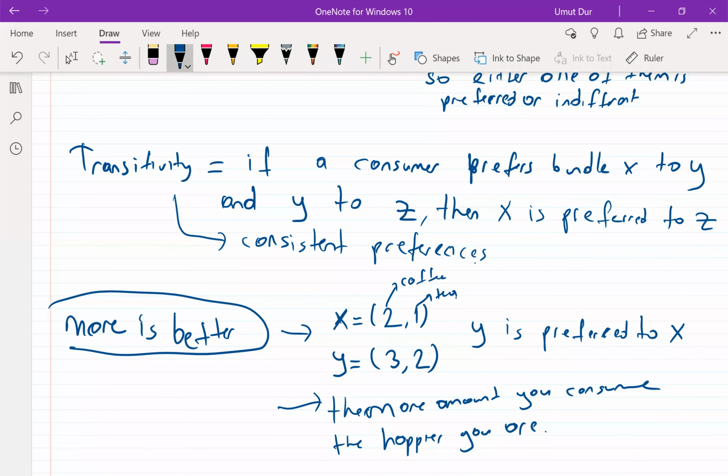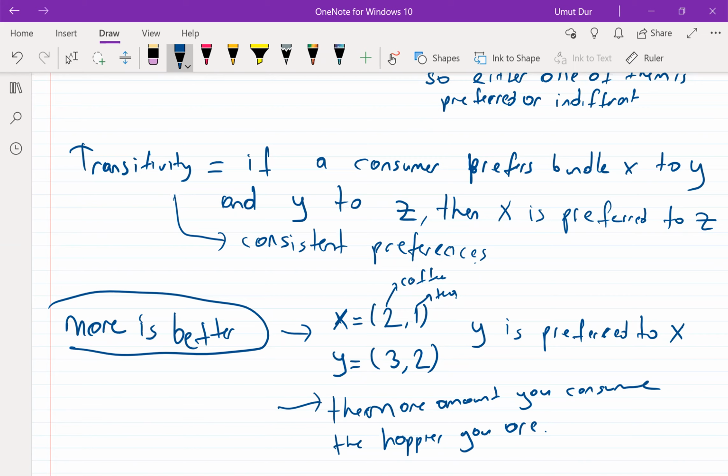So let me finish with one question. Do you think that more is better always holds in real life? Do you prefer more of everything? No, no hocam. For example, what would you prefer to have less of? Do you prefer less traffic in Istanbul or more traffic in Istanbul? Less traffic, sir. Of course, less traffic.